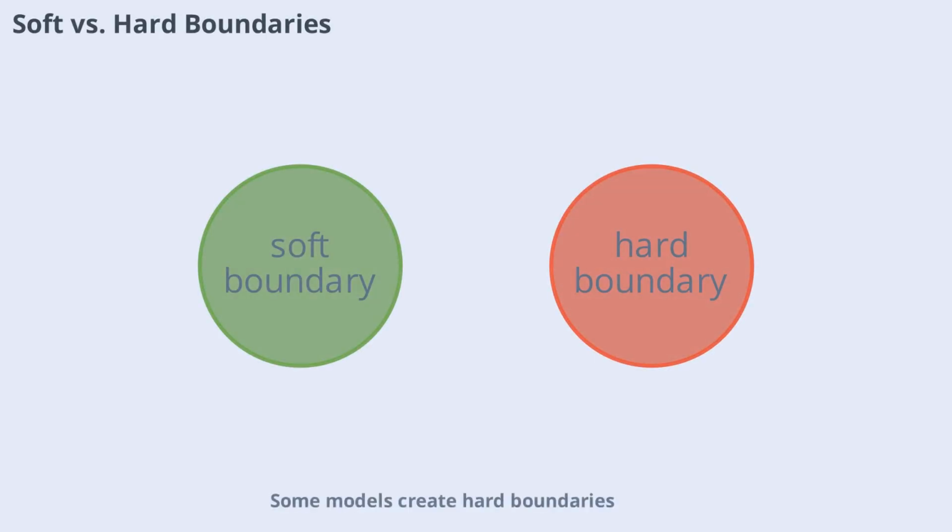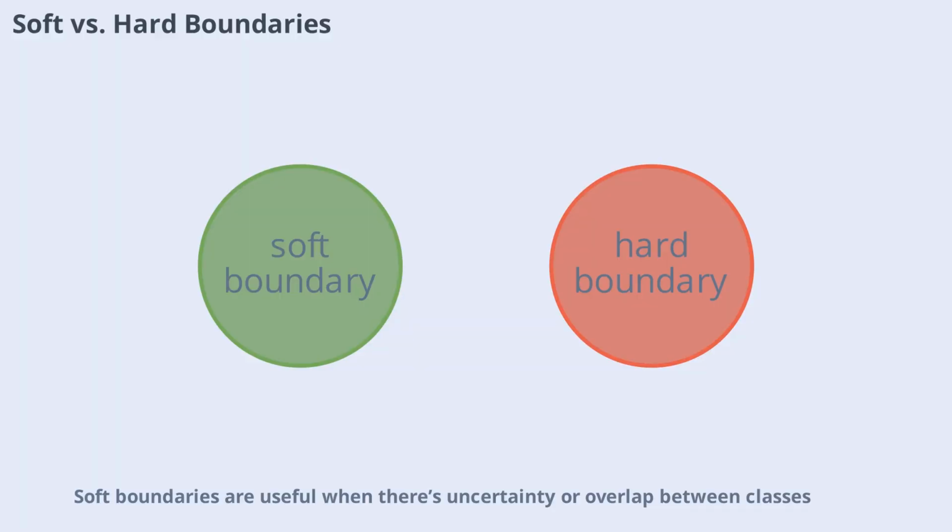Some models create hard boundaries where each point is clearly assigned to one class. Others, like probabilistic models, create soft boundaries assigning probabilities to each class. Soft boundaries are useful when there's uncertainty or overlap between classes.